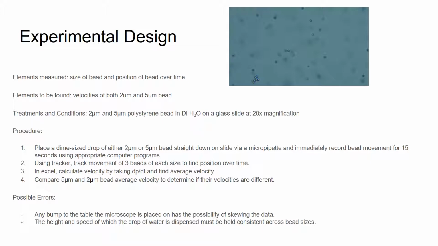So for experimental design, we wanted to measure the size of the bead using the diameter and the position of the bead over time. We then found velocity of both the 2 micrometer and 5 micrometer bead while in H2O at 20x magnification. We used the same procedure for both beads separately and recorded, then used Tracker to find the position to determine velocity. The errors are that we could have bumped the table, and we also could have dropped one of the beads from a higher height, which would then, of course, make them move faster. So we needed to keep those consistent.